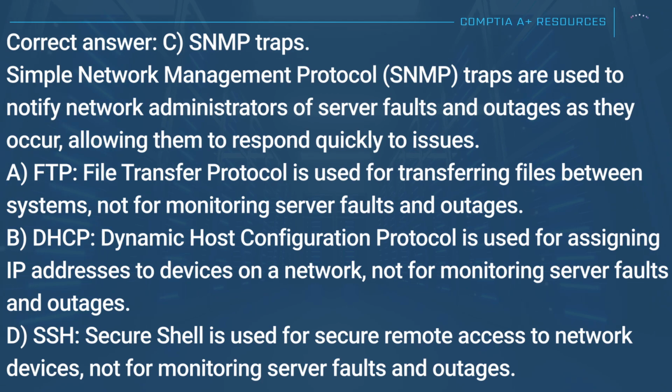Correct answer, C. SNMP traps. Simple Network Management Protocol, SNMP, traps are used to notify network administrators of server faults and outages as they occur, allowing them to respond quickly to issues. A. FTP, File Transfer Protocol, is used for transferring files between systems, not for monitoring server faults and outages. B. DHCP, Dynamic Host Configuration Protocol, is used for assigning IP addresses to devices on a network, not for monitoring server faults and outages. D. SSH, Secure Shell, is used for secure remote access to network devices, not for monitoring server faults and outages.